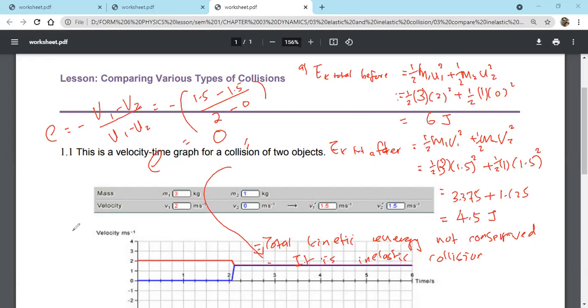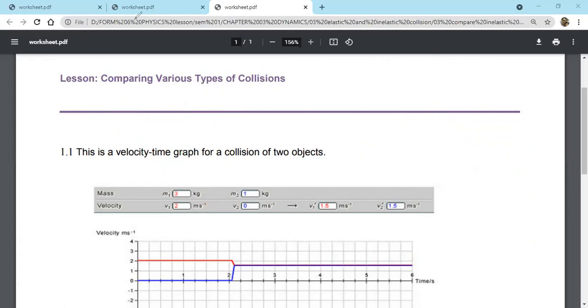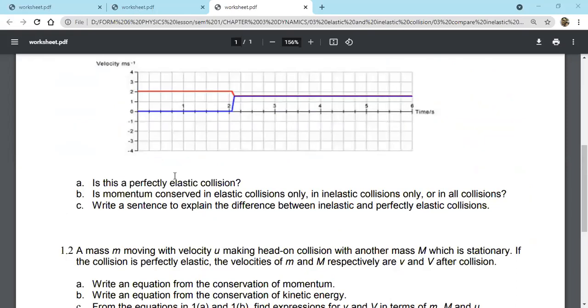Okay, let's move to the next question. B: is momentum conserved in elastic collisions only, or in all collisions? Then write a sentence to explain the difference between inelastic and elastic collisions.